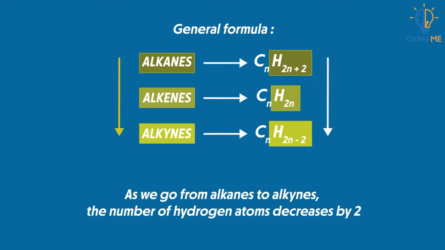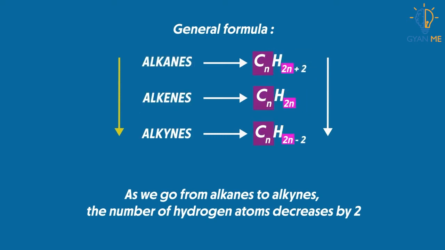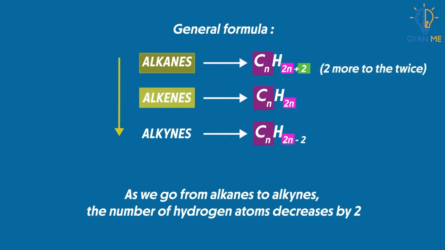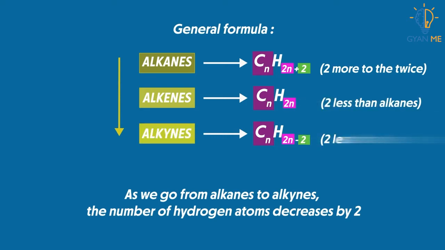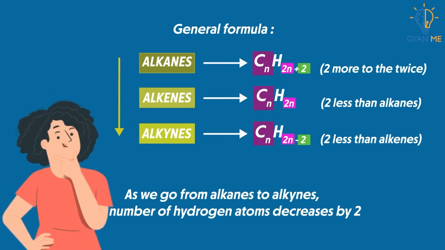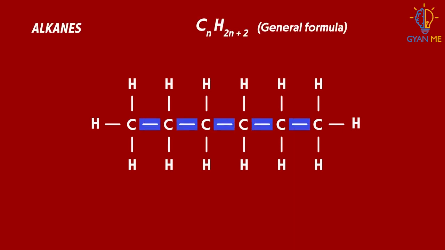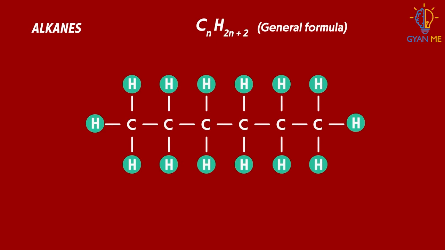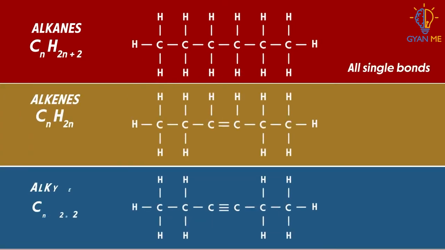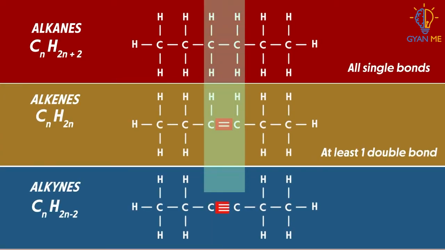Observe that all three have hydrogen with twice the number of carbon atoms. But alkanes have 2 more than twice, while alkenes have twice, that is 2 less than the alkanes. And alkynes have still 2 less than the alkenes. Now you may think, why is this so? This is because in alkanes, all bonds are single bonds, and so there is the maximum number of H atoms, which is 2n+2. But alkenes and alkynes have at least one double and triple bond, which require removal of H atoms, and thus they decrease.